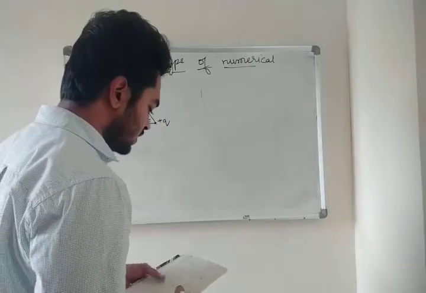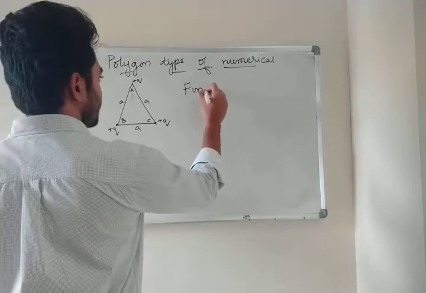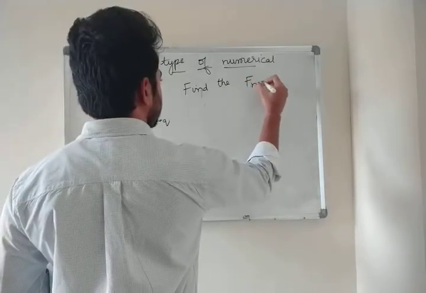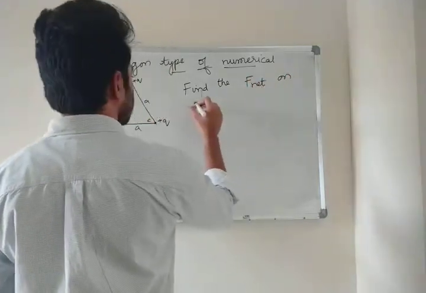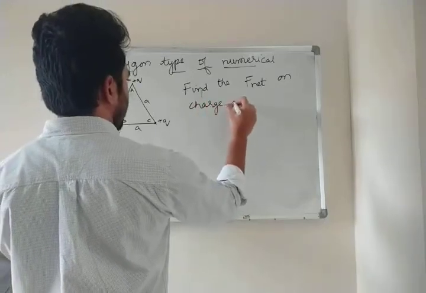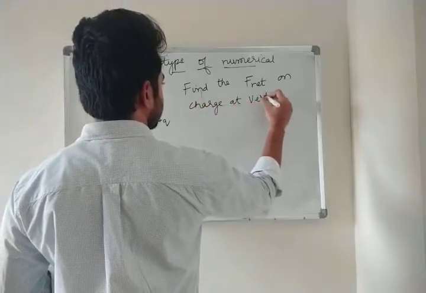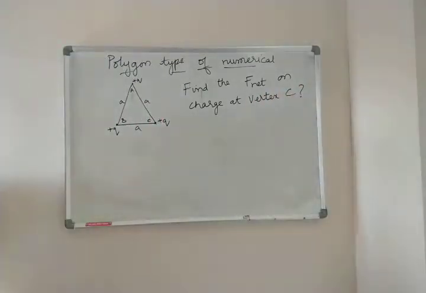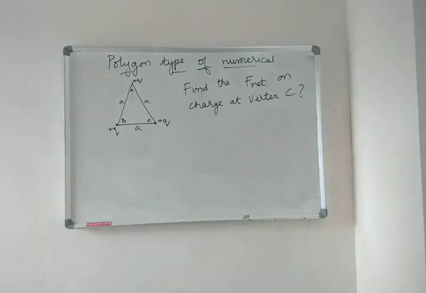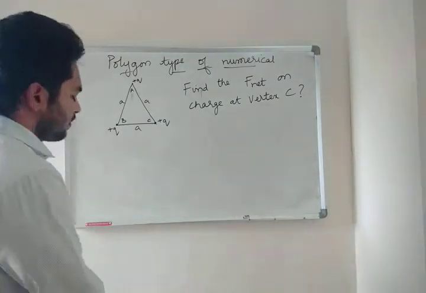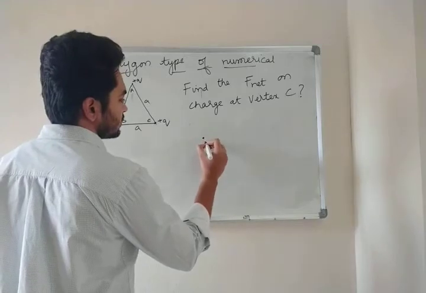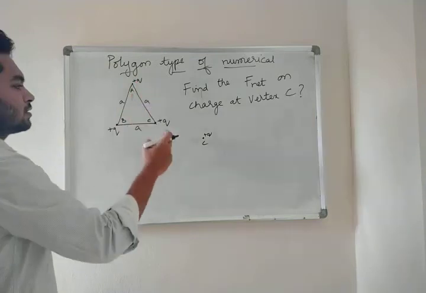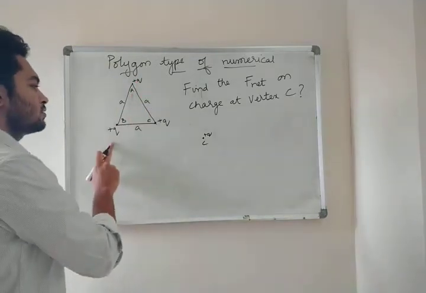Now the question is, find the F net on the charge at vertex C. How do we find the force on the charge at vertex C? So this is our charge C, for example, plus Q. All the charges are the same. Here it is plus Q, here also plus Q, and here also plus Q.